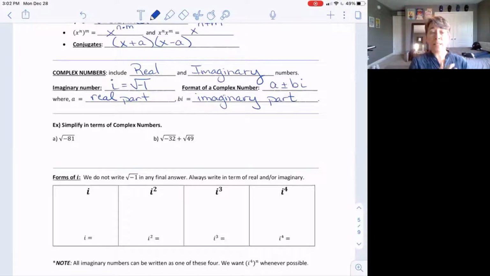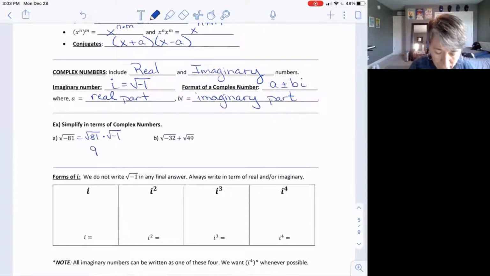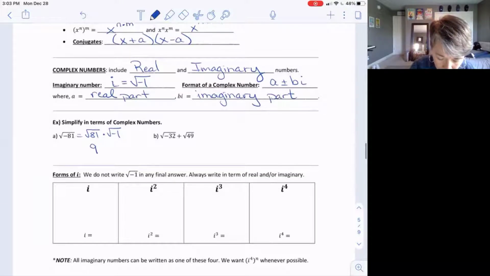So we can simplify some of these square roots in terms of complex numbers. So for example, the square root of -81 is the same thing as saying the square root of 81 times the square root of -1. The square root of 81 is 9, and the square root of -1 is i. So we can go directly from the square root of -81 and rewrite it as 9i.